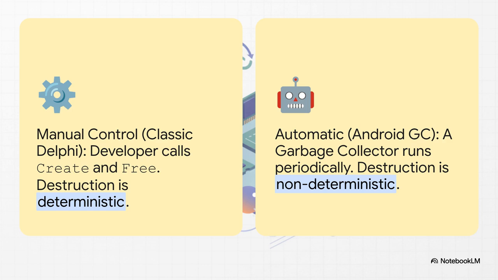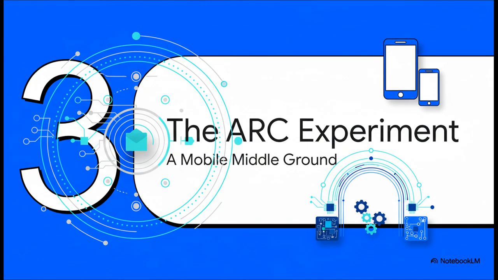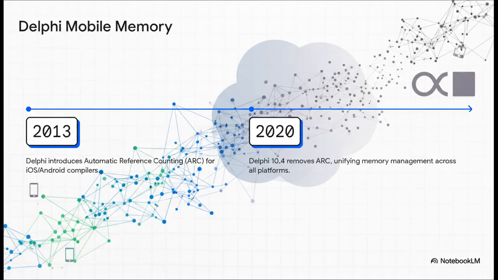Now, when Delphi started moving into the mobile world, it tried to find a middle ground between these two philosophies, and this led to one of the most interesting chapters in its history, what we call the ARC experiment. So, starting back in 2013 with the new mobile compilers, Delphi adopted something called automatic reference counting, or ARC. The idea was to make mobile development easier by automating memory management, kind of like how native iOS tools worked. The thinking was, hey, if the platform expects it, let's provide it. But, as you can see on the timeline, that experiment came to an end in 2020.